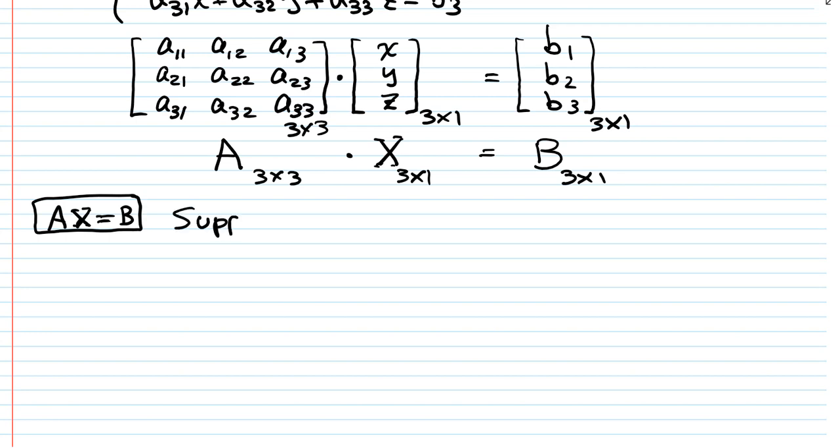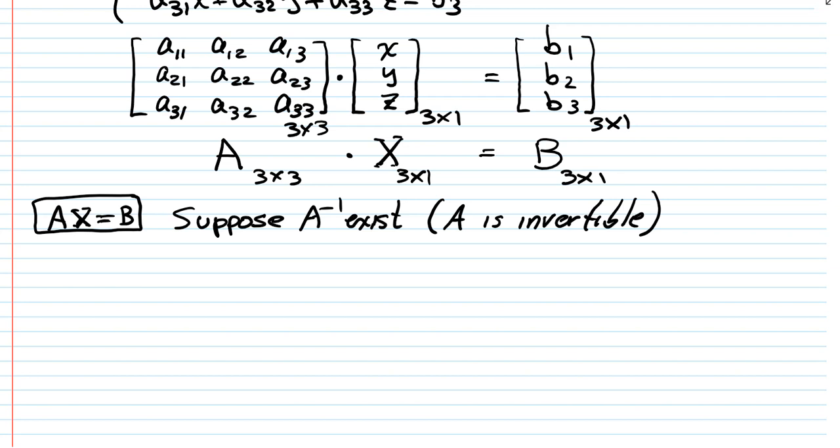Okay, so to solve the system, I'm going to say suppose the inverse exists, right? In other words, suppose this has a solution. If it's inconsistent or dependent, then we have to use a different approach. So if the inverse exists, by the way, we say that A is invertible. So suppose I can find its inverse.